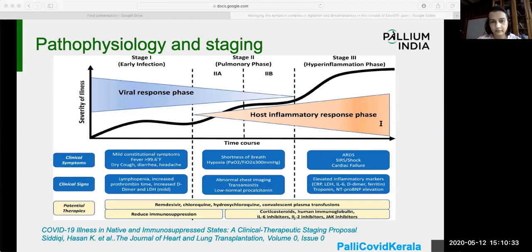Like remdesivir, chloroquine, hydroxychloroquine, convalescent plasma transfusion. And the only one that has shown some sort of positive suggestion is remdesivir, from reports from the US. The most important point for us to remember for this session, from the palliative care point of view, is that the cytokine storm that is usually described, which happens towards the 2nd and the 3rd stage, causes a hyperinflammation and can present as the severe breathlessness agitation complex.